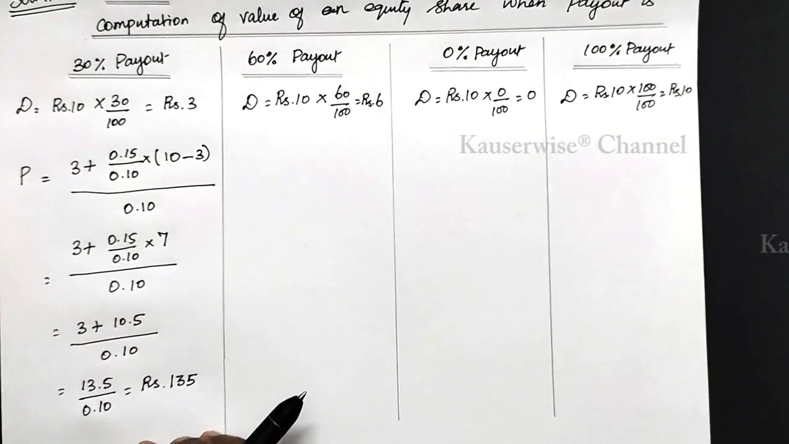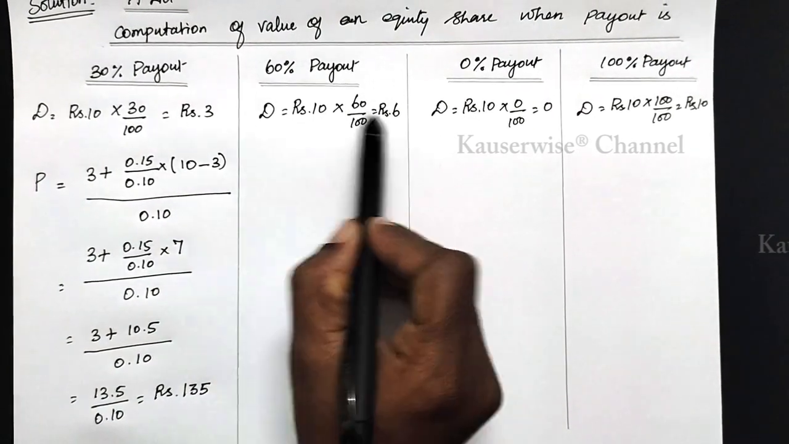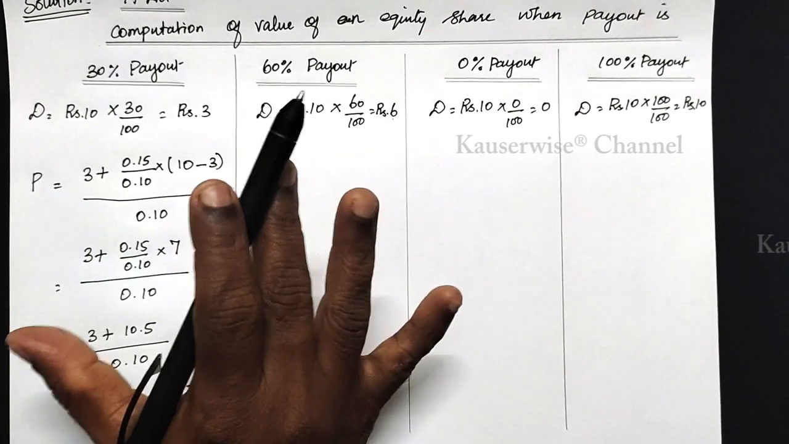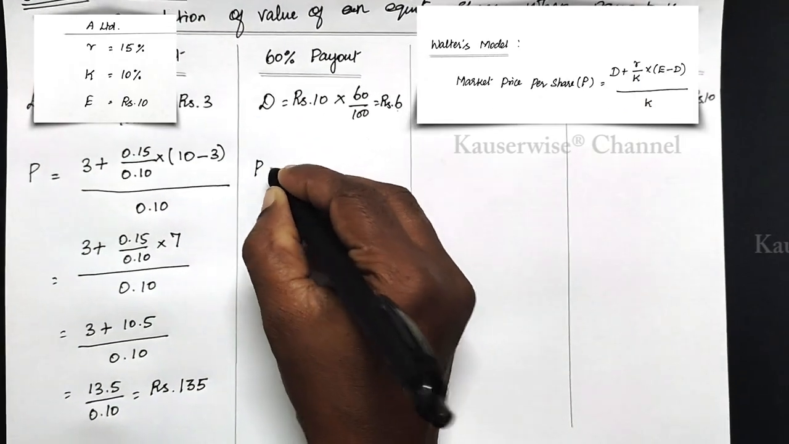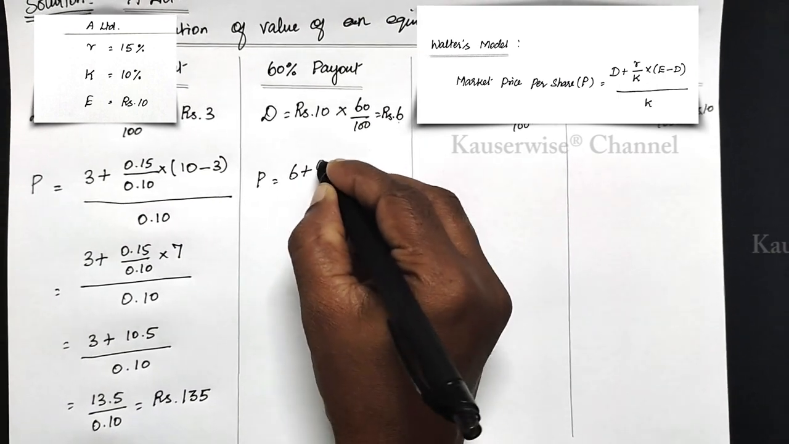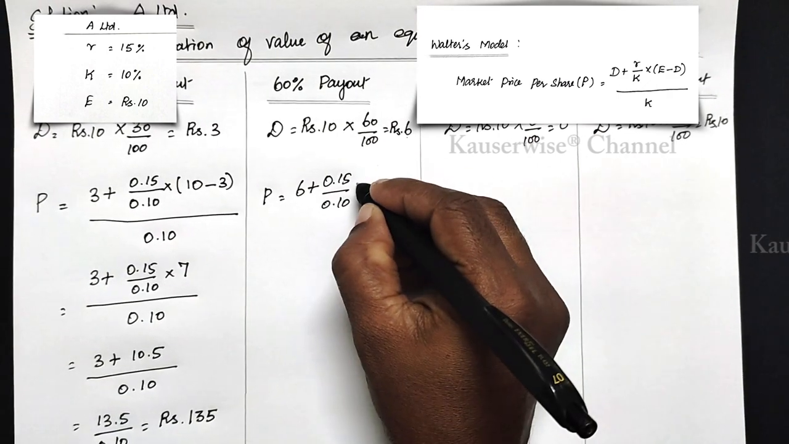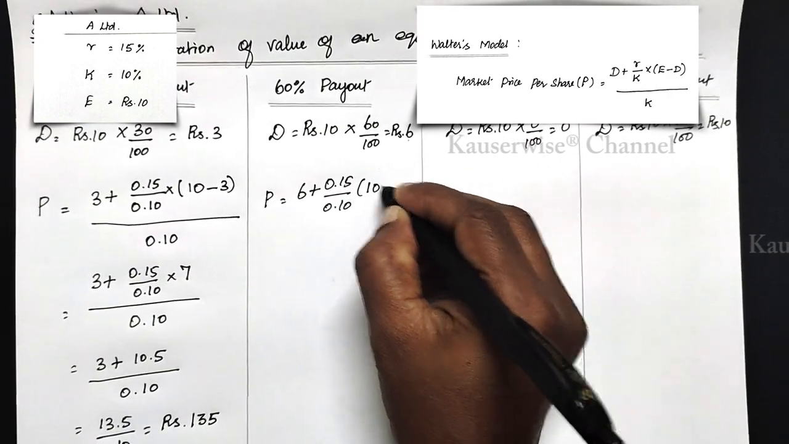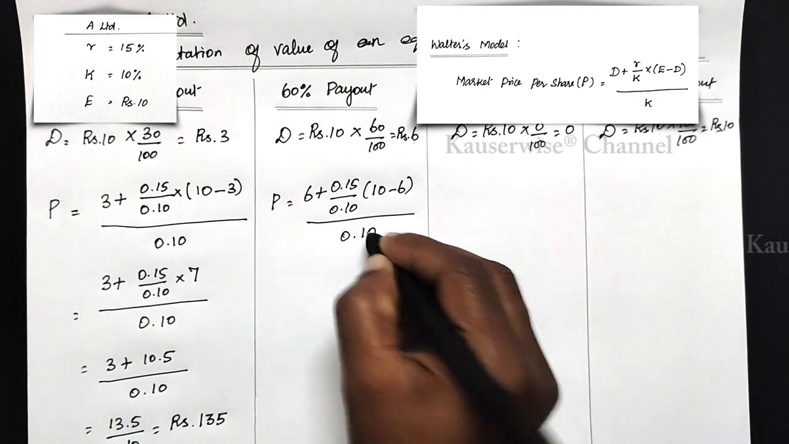Now let us see the calculation for the second option, that is 60% payout. D value is 6 rupees. Substitute in the formula to find out market value per share. So P is equal to, D is 6 rupees, 6 plus 0.15 by 0.10 into 10 minus 6 divided by 0.10.